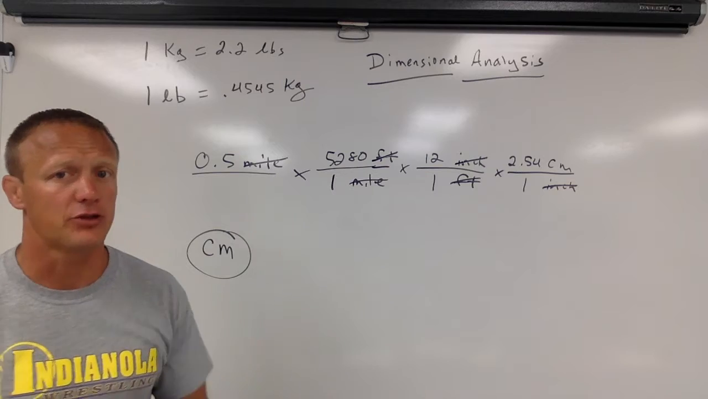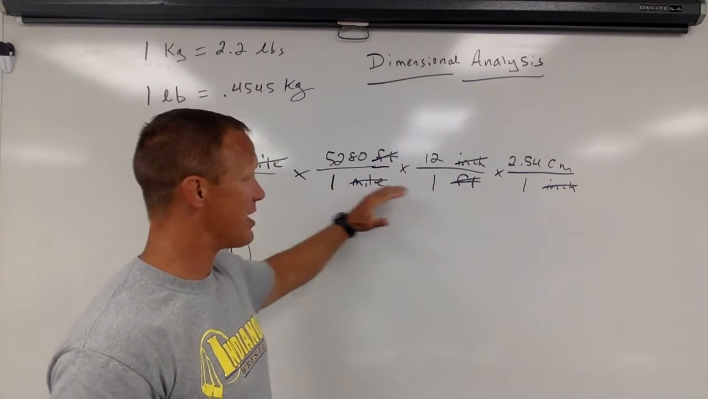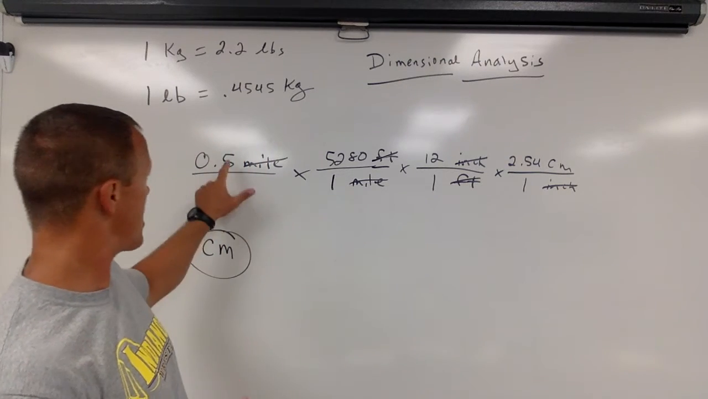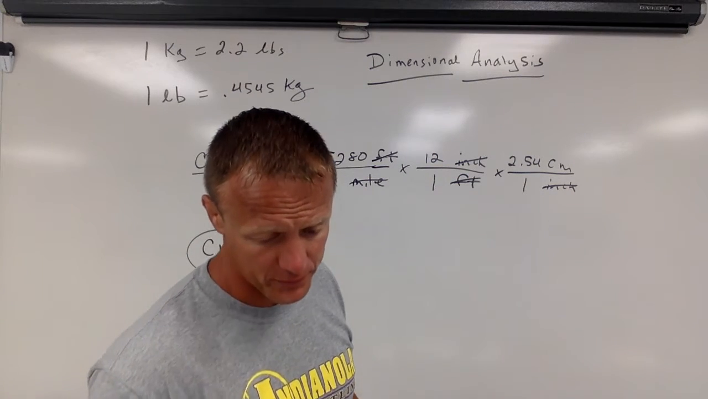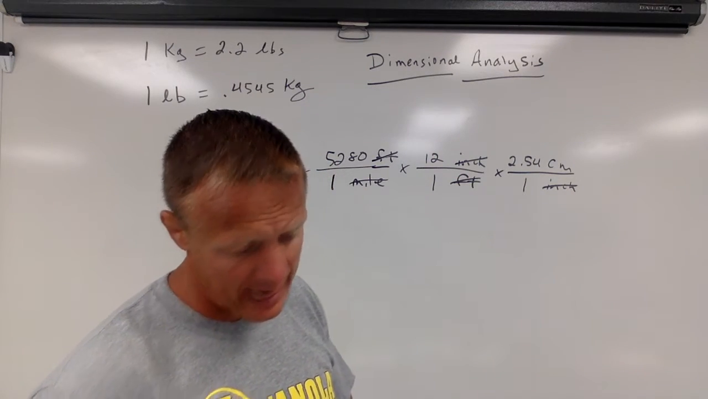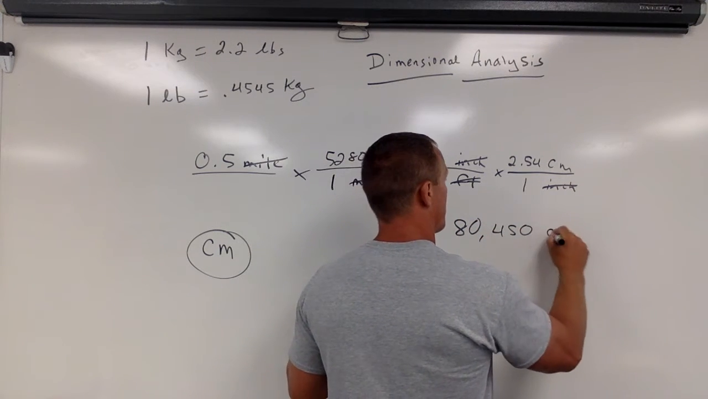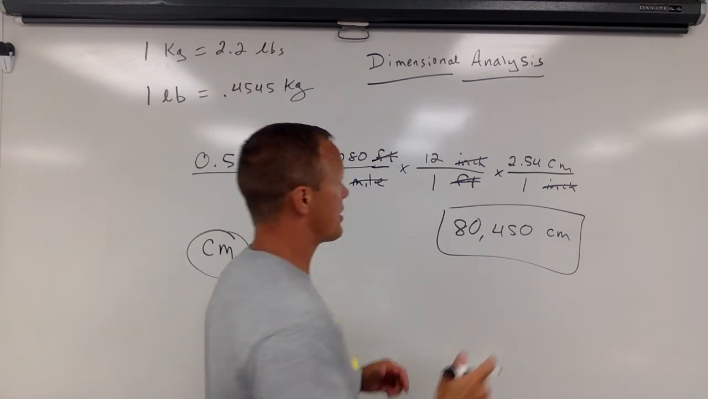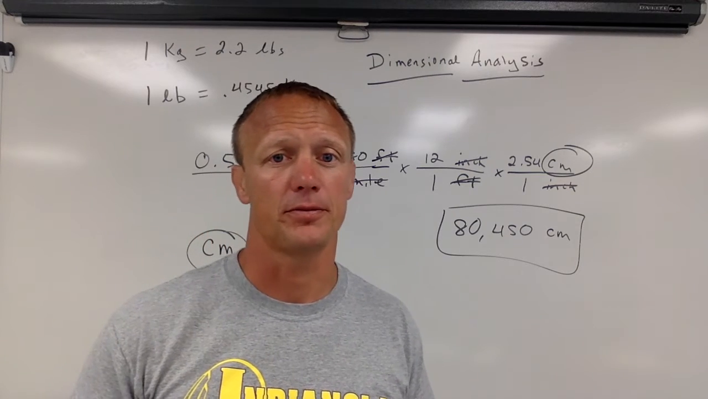When you're getting these answers to these problems, multiply across the top, divide by each number on the bottom individually. In this case, they're all ones in the bottom, so you don't have to divide at all. But a half times 5,280 times 12 times 2.54. It's about 80,450 centimeters. Again, the label you wanted to get to should be on top, not canceled.